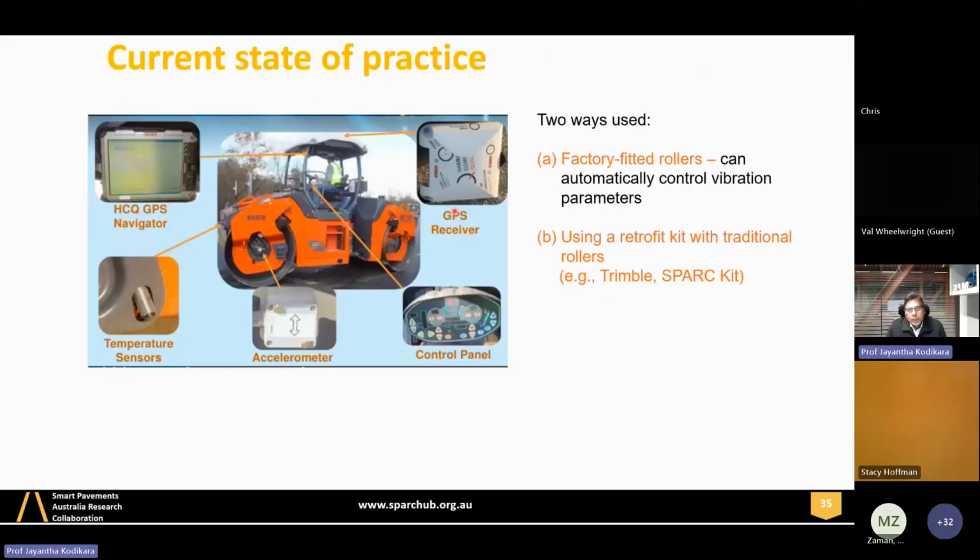Current practice is basically we have rollers with some accelerometers attached to them, which measure the vibration, reflecting the response of the ground. We also have GPS, which will locate where it is. And if you have asphalt compaction, then temperature is important, so we have temperature sensors. We have two kinds of rollers. One is factory fitted rollers, called OEM rollers. They can also change the vibration parameters according to the response. But all rollers we can retrofit with these accelerometers and GPS to get the parameters. So Spark kit, we developed our own kit in that regard.